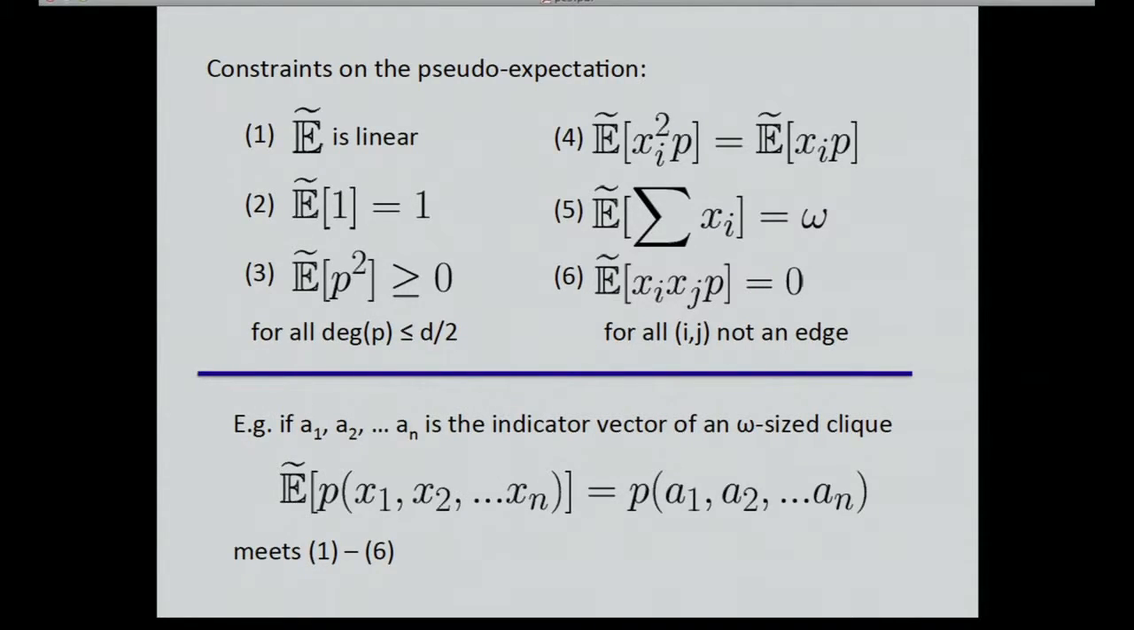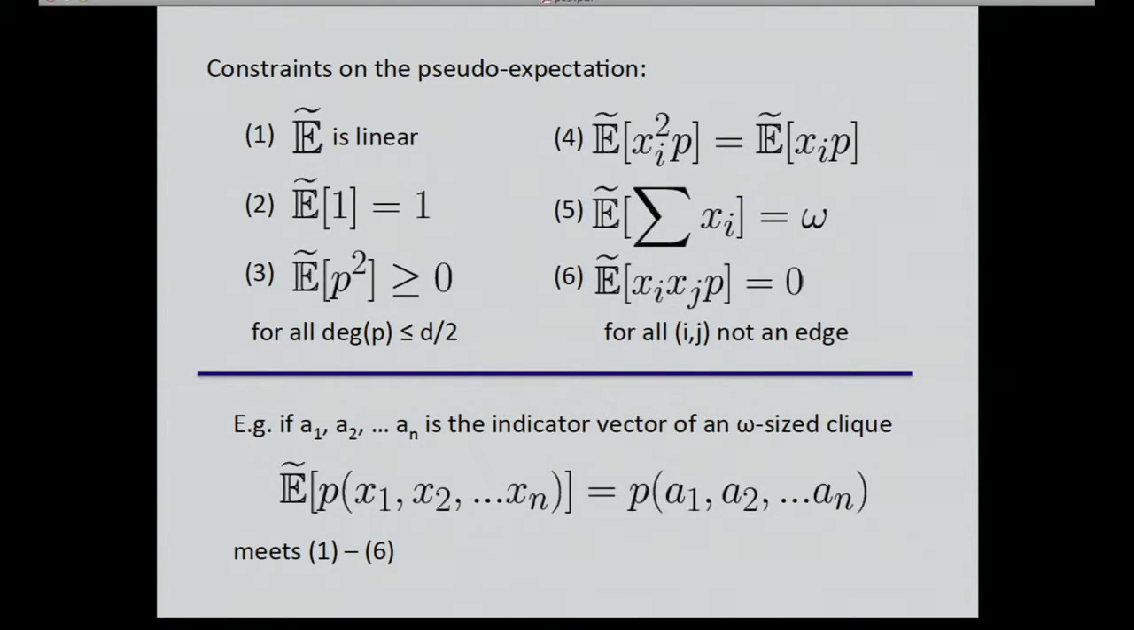Now the way to think about this is exactly as I was alluding to: what would be a good pseudo-expectation operator? Imagine if a_i really is the indicator vector of some omega-sized clique in a graph. Well, then we actually could easily define a good pseudo-expectation, which meets all of these constraints. Given some polynomial in these variables, all we would do is plug in whatever the indicator variables are for it, and lo and behold, that actually would meet all of these conditions.